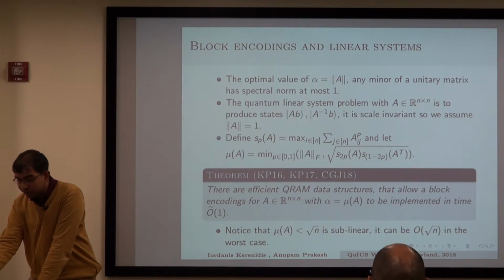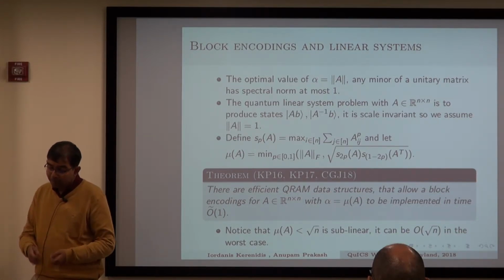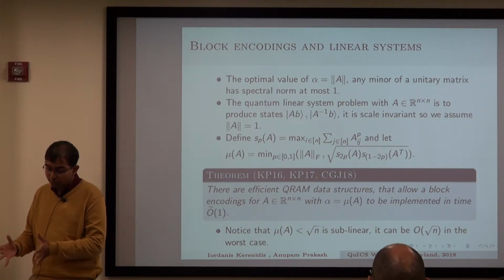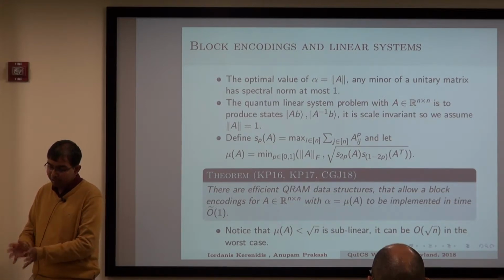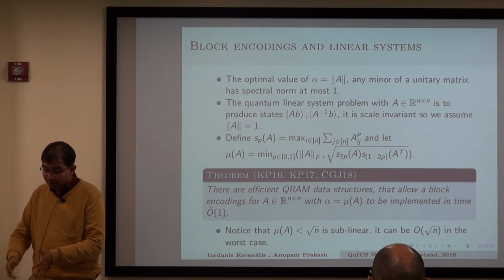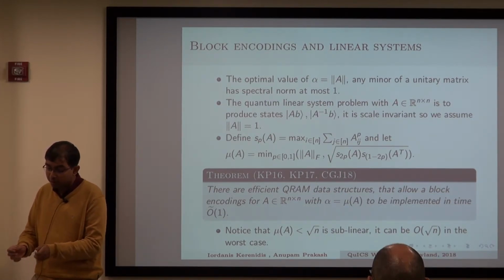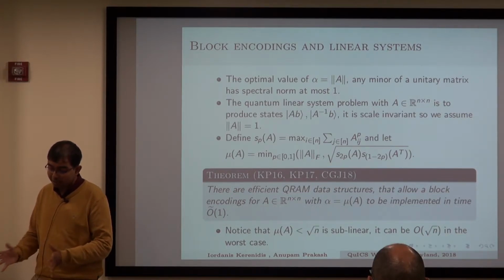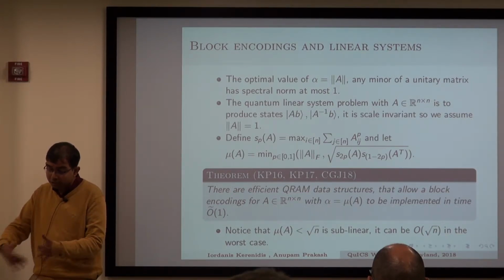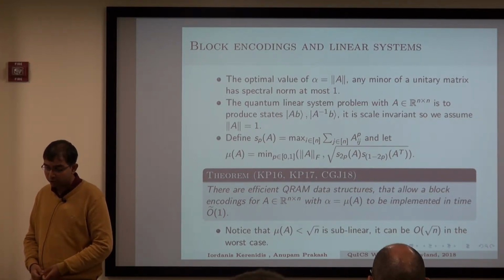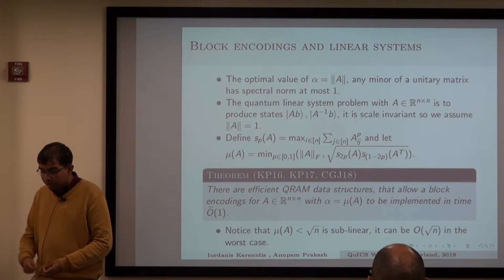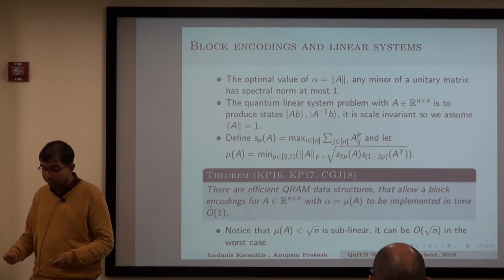So let's look over the definition of this s_p(A). It's a maximum over the rows of the pth power of the L_p norm, and then we have the square root of s_{2p}(A) times s_{1-2p}(A). A simpler way to think of it: if we specialize to p equal to half, we get the maximum L1 norm of the rows. All this is under the assumption that the matrix has been scaled so that the spectral norm is 1. So in previous papers, we showed that there are efficient block encodings for A with alpha equal to mu A.